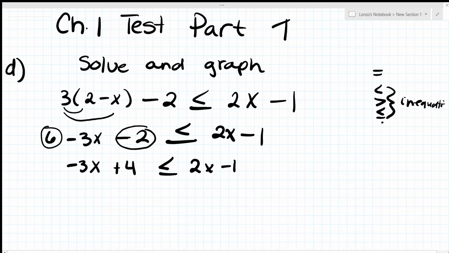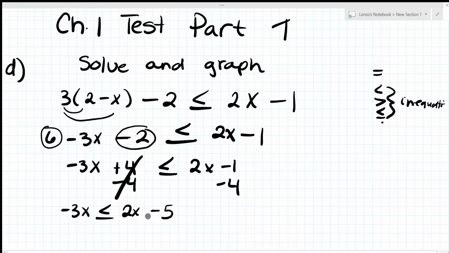Now, I want to solve for x, so what I can do is subtract 4 from both sides. This cancels. The sign does not change because we're not multiplying or dividing by a negative. We are only subtracting, so it doesn't change. So this is going to be -3x less than or equal to 2x, which stays the same. So we have a -1 and -4. That's going to be -5. Now what?